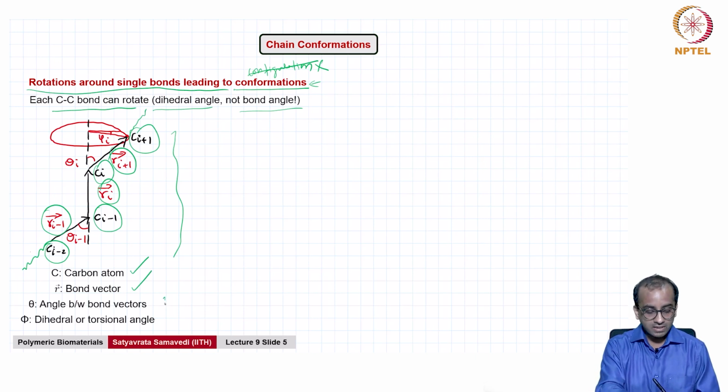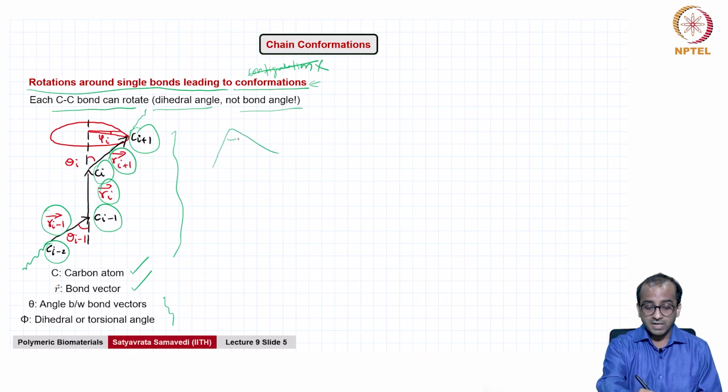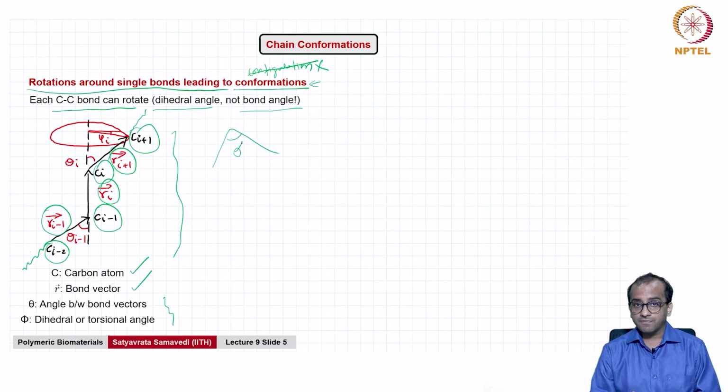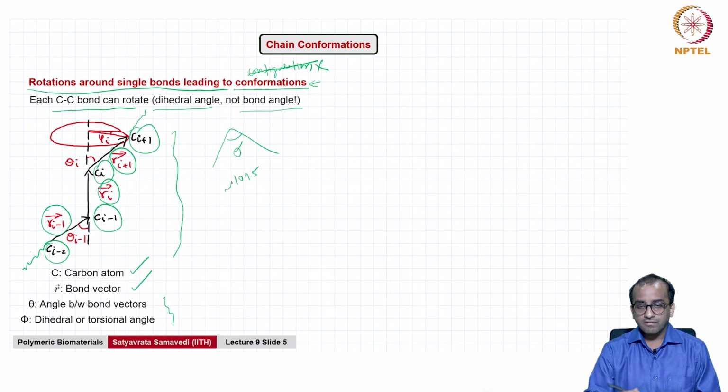Now, we have 2 angles that we are talking about here. One is theta, which here we are defining as the angle between 2 bond vectors. Now, if you look up some textbooks, you might also have seen that theta sometimes is also defined as the bond angle itself, wherein for this kind of a system, for a carbon-carbon single bond, that would roughly be 109.5 degrees. But the way we are defining theta is not this.